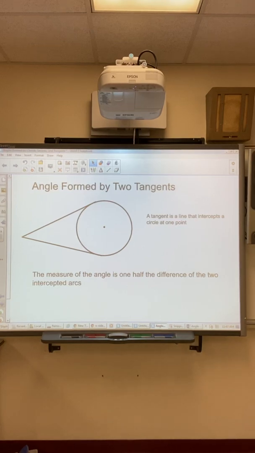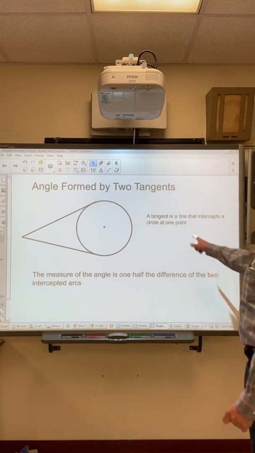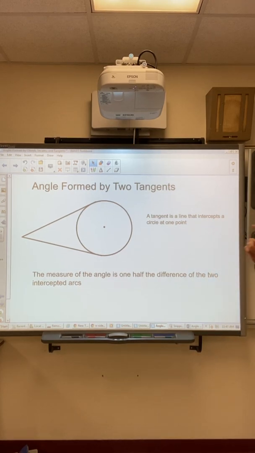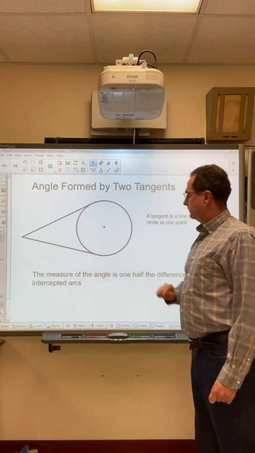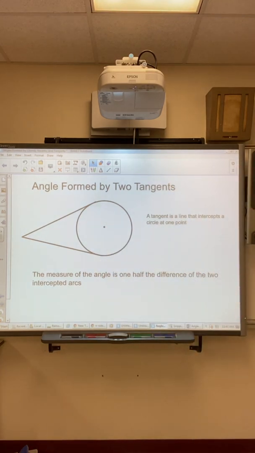What about the angle formed by two tangents? What is a tangent? A tangent is a line that intercepts a circle at one point. So these two tangents touch there at one point. The measure of the angle is 1/2 the difference of the two intercepted arcs.